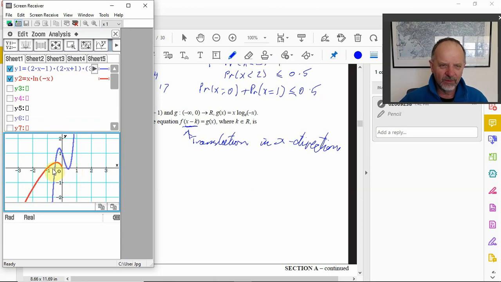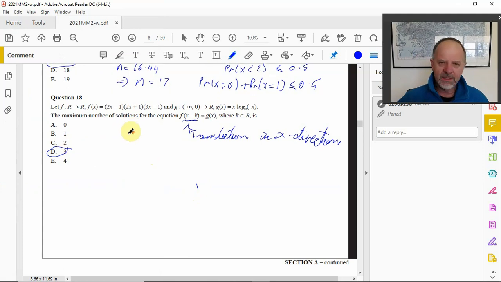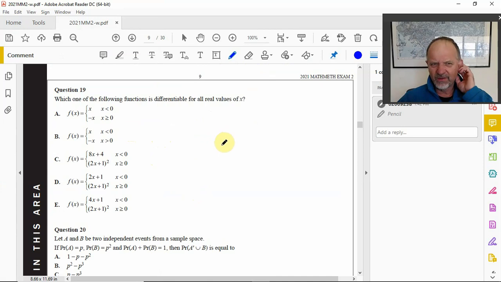So a shift of 1 would do the job. Anyway, I'm waffling because that's not what it's all about. It's all about what is the possible maximum number of times that we can get these two graphs to intersect, and the possible maximum number of times is 3 if we just shift that to the left. All right, so the maximum number of times is 3. So we can just use our calculator and have a look to get some sort of visual to help us out.